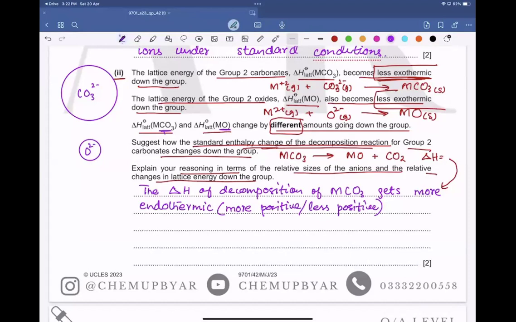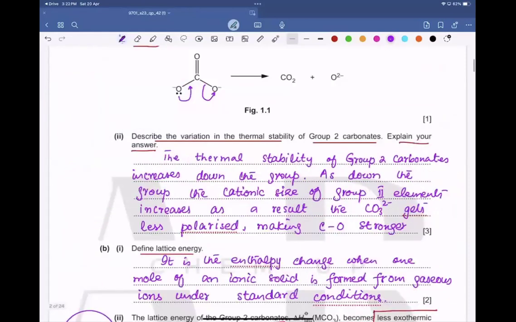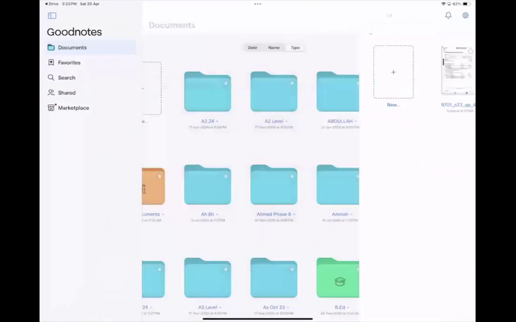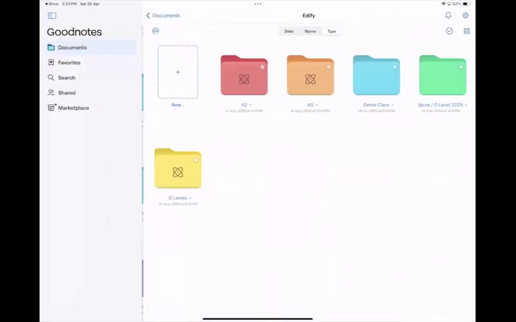Mariam, the decomposition becomes more endothermic. It is because of this. We have studied this. We discussed this reasoning in the lattice energy. We discussed it already. That is the information that you guys need to know. If I show you the notes, then I think it will be more understandable if anyone has any confusion in this.